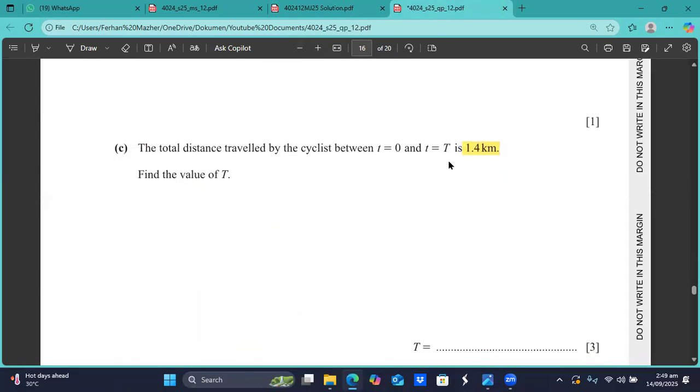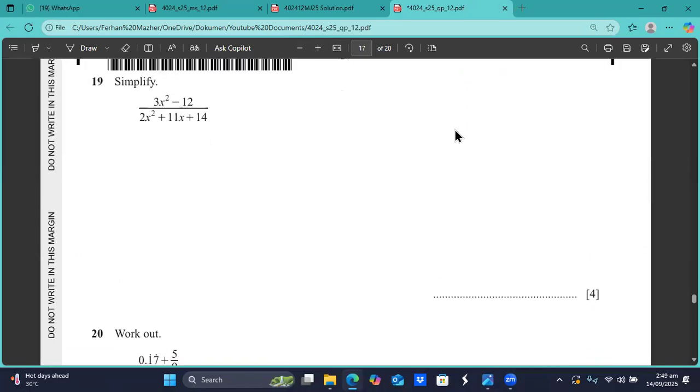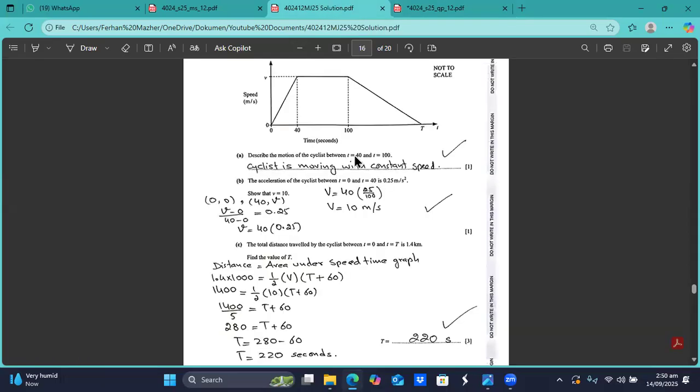So now we are going to the next question, and that is question number 19. Factorization, a very famous concept, a 4 marks question. Simplify 3x squared minus 12 in the numerator and 2x squared plus 11x plus 14 in the denominator. So we will factorize the numerator. We will also try to factorize the denominator. If some factors cancel, we will cancel them. And then you will get the simplified answer, sir.